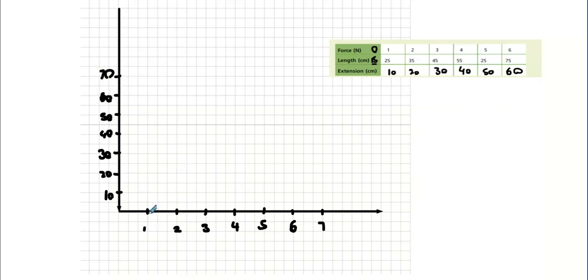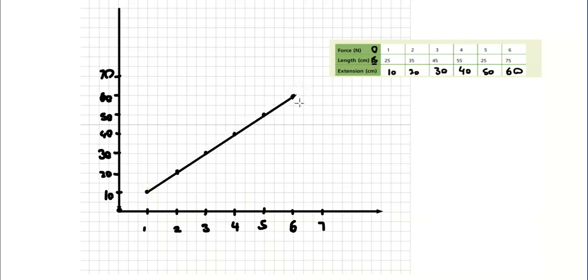Okay. So 1 and 10. No force means no extension. That's just the way it is. 2 and 20, 3 and 30, 4 and 40, 5 and 50, 6 and 60. Oh sorry, I'm wrong. 6 is 60, okay? So it doesn't go up as far as 7.